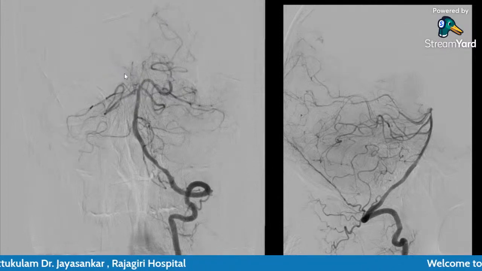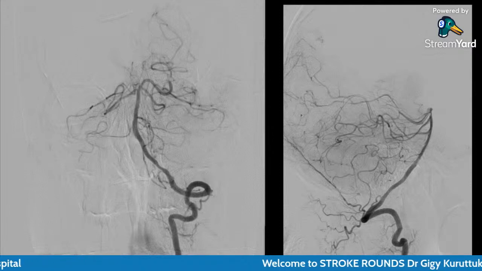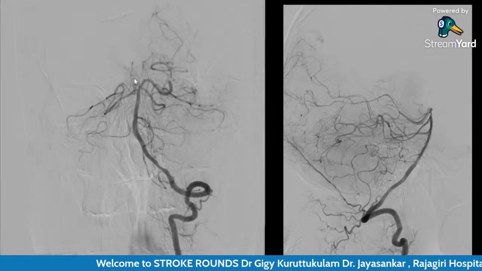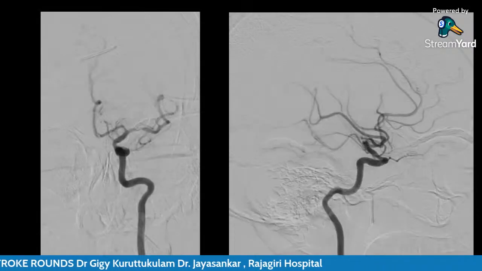This is a fetal PCOM. It is filling from the anterior circulation, which we actually knew from the CT angio itself. So this doesn't mean that the PCA is occluded here. That is why you should analyze the angiogram in full before coming to any conclusion.